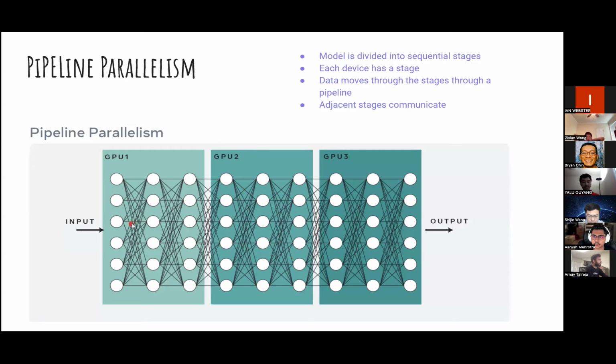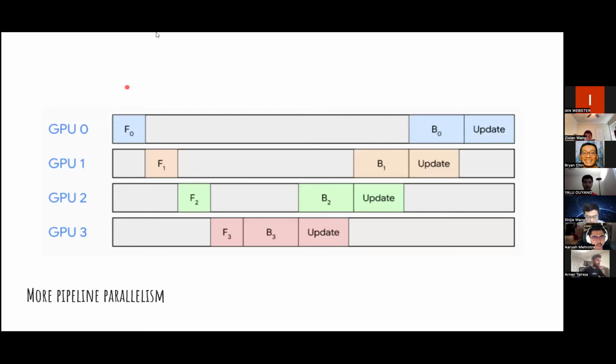This way, the inputs would go through all these different stages, and at the end, adjacent devices will communicate with each other during the forward pass or backward pass to either update the activation or the loss gradients. Now, this can be seen in this way.